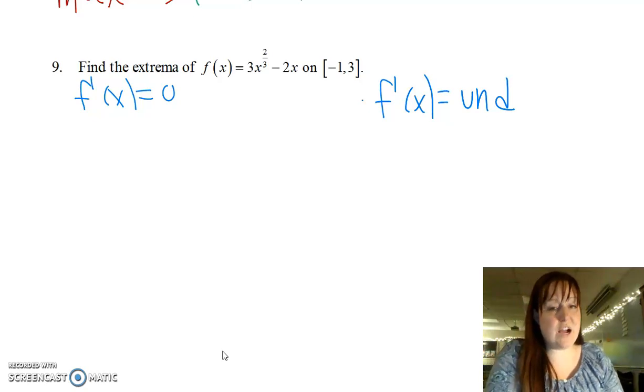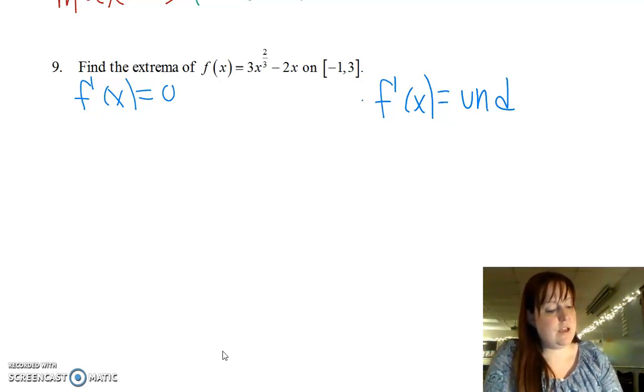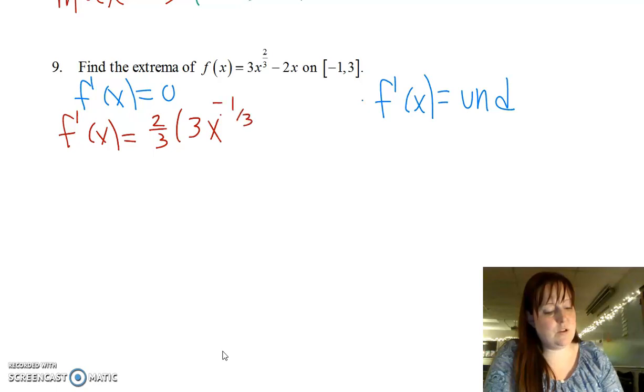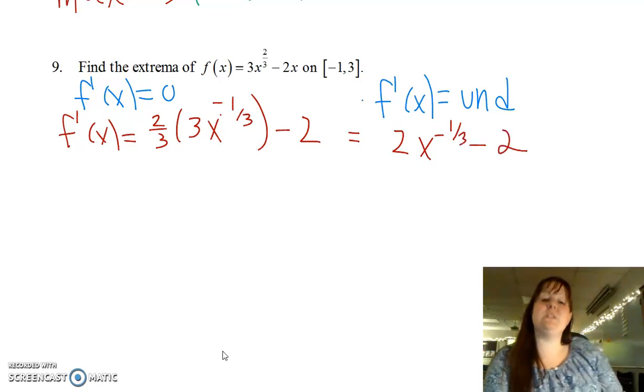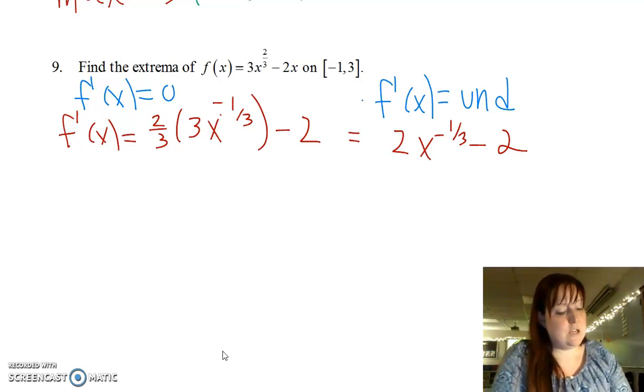So first let's find f prime of x. F prime of x is 2/3 times 3x to the negative 1/3, minus 2, so that equals 2x to the negative 1/3 minus 2. So that's f prime of x. Now we need to figure out where this is equal to 0 and where it is undefined. So we're going to set this equal to 0.